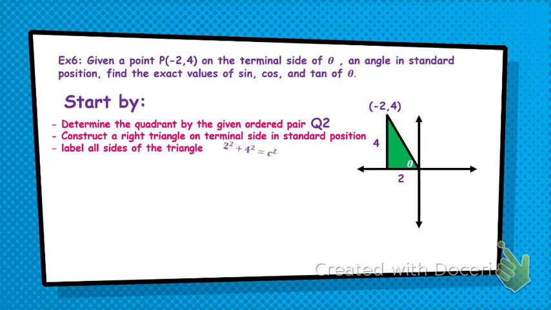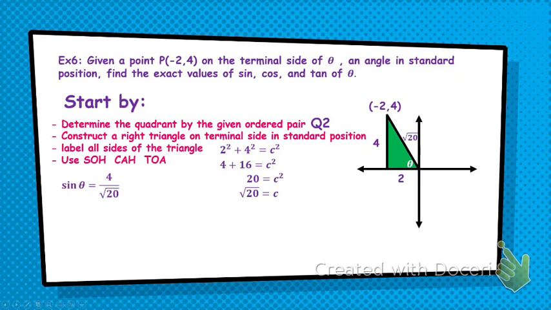Okay, let's find that third side by doing what we just did. So here we get c equals the square root of 20. I'm going to leave it like that, and I'm going to fill in my exact values for the sine, cosine, and tangent of theta. So here in quadrant 2, looking at my reference angle, sine is the opposite side over the hypotenuse. So I would get 4 over the square root of 20.